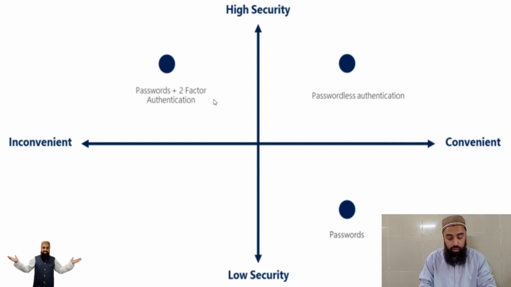But if you want to use passwords plus two-factor authentication, it is highly secure, but it is inconvenient. So the final conclusion is that we must use passwordless authentication, which is highly secure, and also it is really convenient. You just have to enter your thumb, you have to give your facial recognition or voice recognition, and then you can be signed in or logged in.